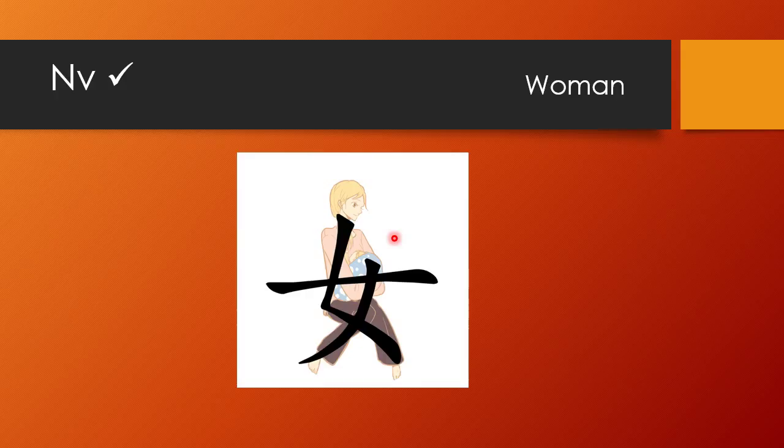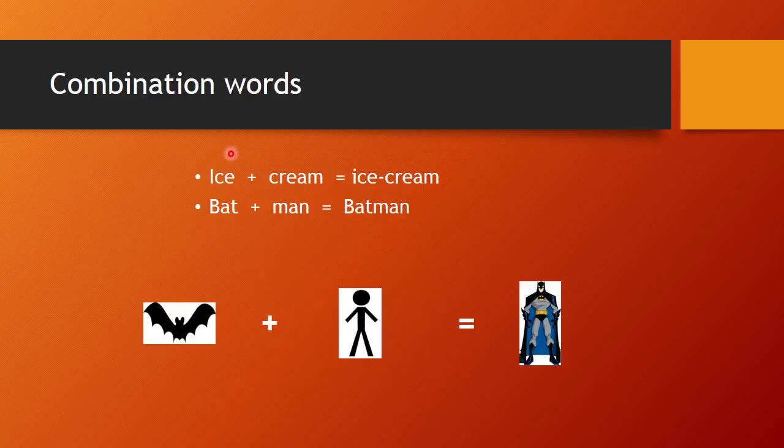Now, do you think the ancient Chinese can just go on inventing drawings forever and ever? No. So sooner or later they realized that it would just take too long to draw every single thing. And in those days, for example, they didn't have television. How could they draw a car or television, right? So what did the Chinese do? Well, the system is just like in English. We can put ice and cream together to make ice cream. We can put bat and man together to become Batman. Right.